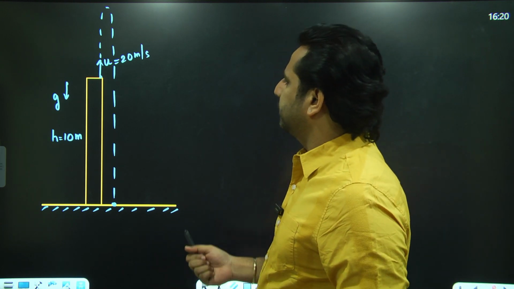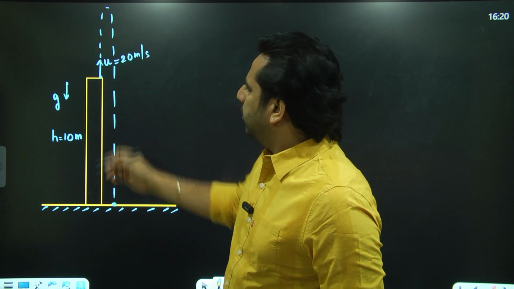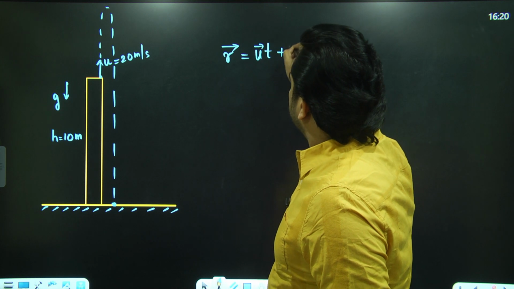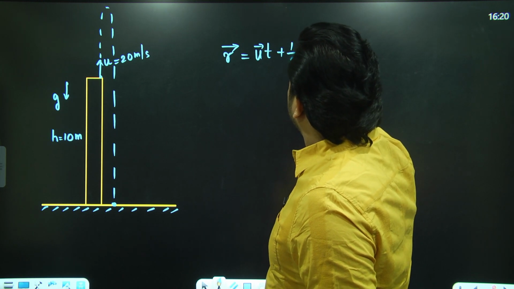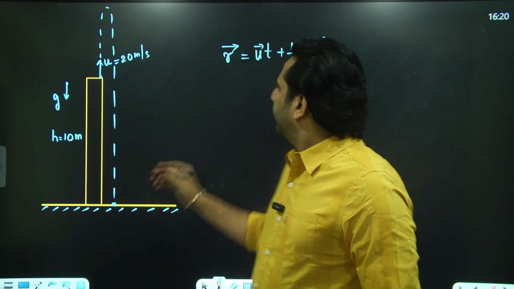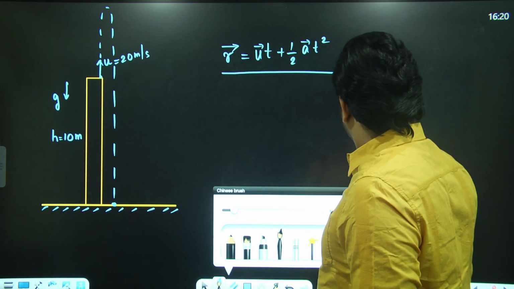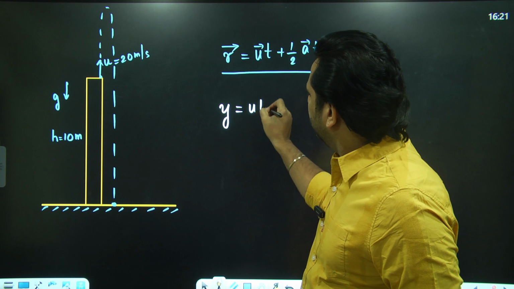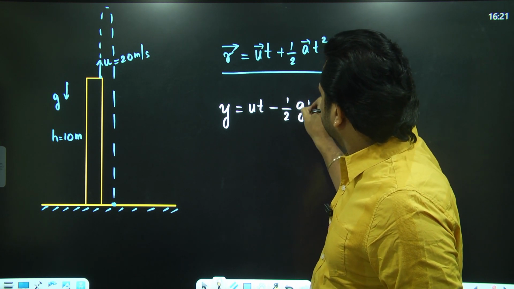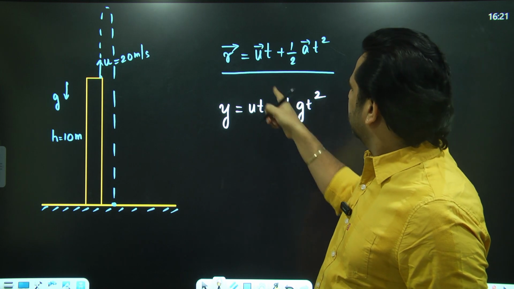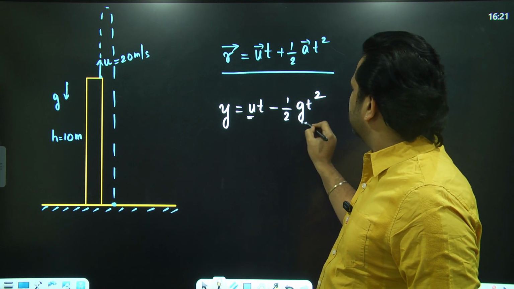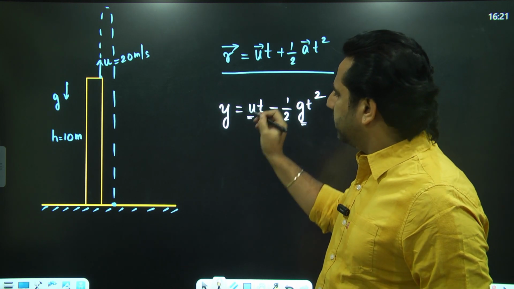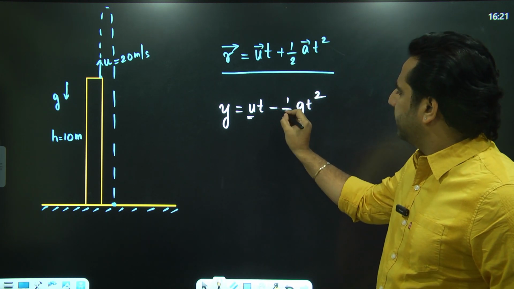In this case, we have u up and g down. The equation of motion that we have is r bar is equal to u bar t plus half a bar t square. From this equation, because this is a case of acceleration being opposite to displacement, I can get y is equal to ut minus half gt square, because u is up, g is down. I have considered the direction of u and g already in this equation, because u is up, so it is positive, g is down, so I have a negative sign here.